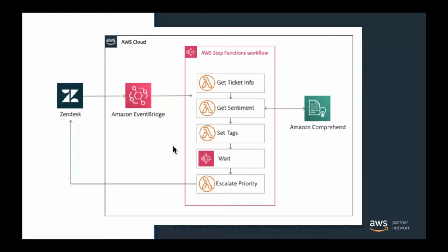It will trigger a Step Functions workflow, which is going to get the ticket info, use Amazon Comprehend to analyze this ticket for sentiment analysis, and set some tags. Based upon the sentiment of the ticket, maybe the customer is really angry, and they can detect that, then they will escalate the priority of the ticket. This happens really fast. Great use case for Step Functions Express Workflows.